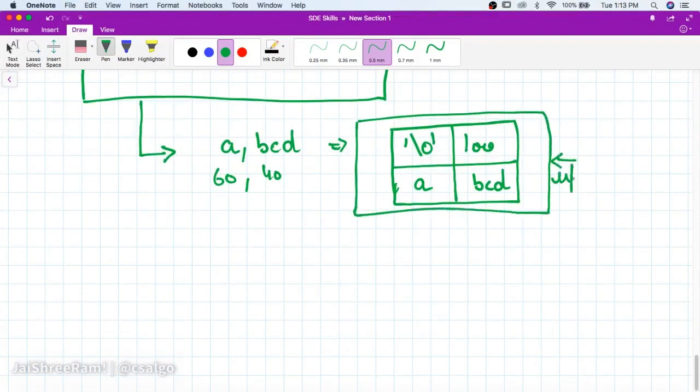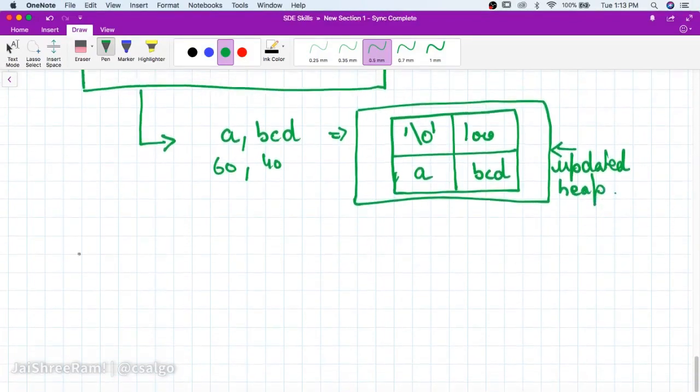So we will not repeat this step again. Now let's see the entire tree structure we have inside this heap. At the top I will have this.